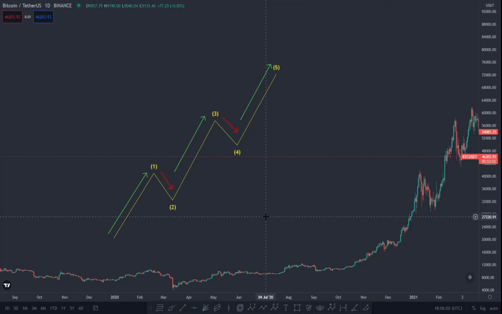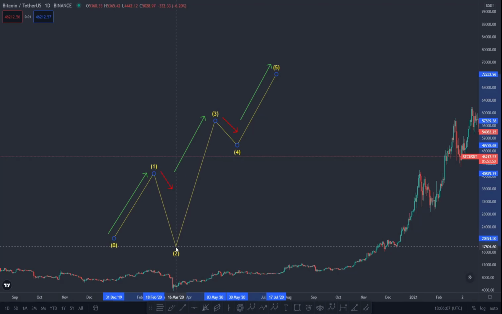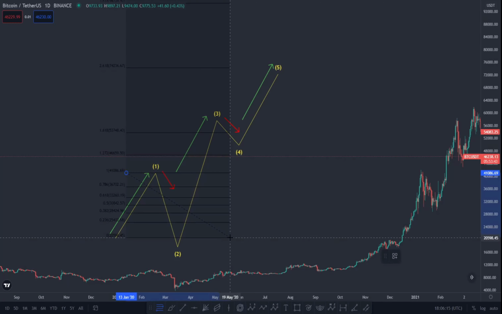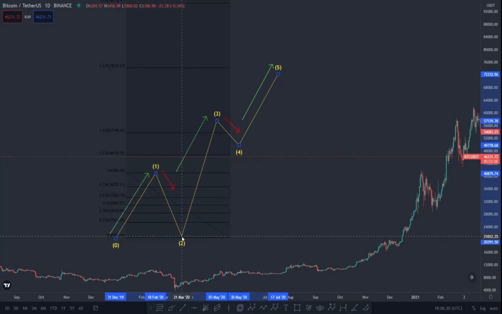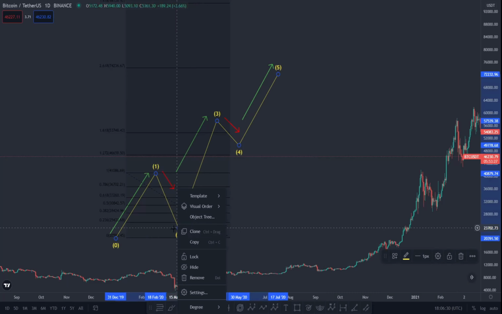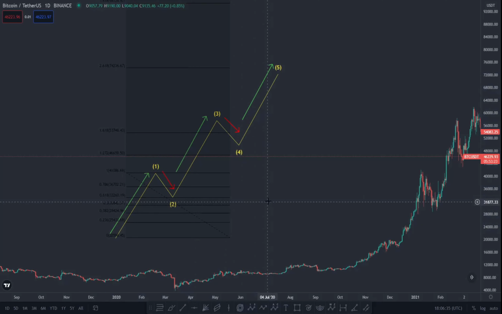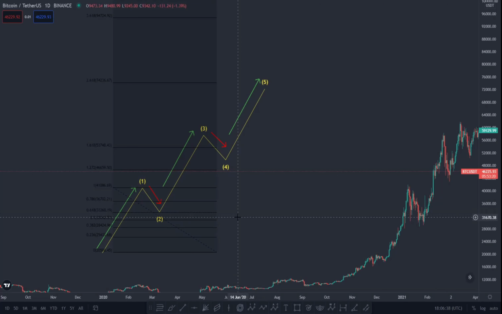So what are the rules? First rule: the first corrective wave cannot retrace 100% of the first wave. Let's say you have identified the end of your first wave. The corrective wave cannot go below the start of the first wave, so it must end above the starting point. Typically, this one ends at the 0.618, which is the golden ratio.